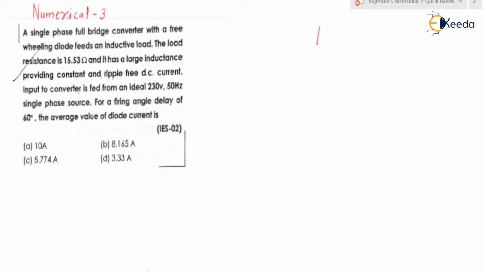So here we will have the I0 waveform. I0 is a constant current, so I0 is equal to I0, the magnitude is capital I0. From this, can we write I0 average is equal to I0? Yes, this is I0 average.